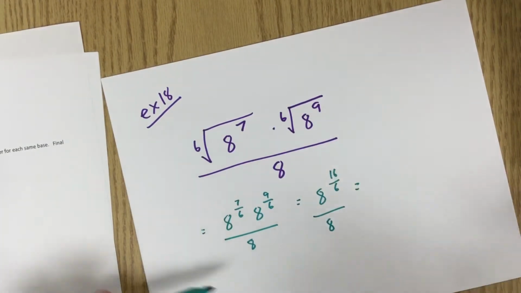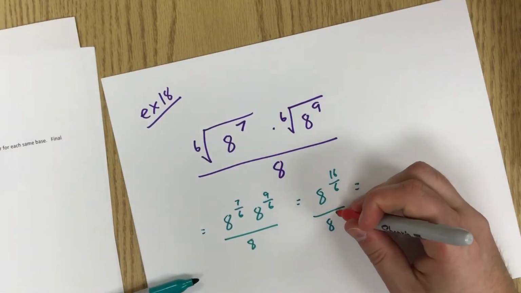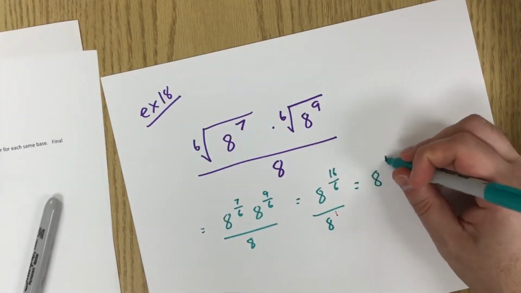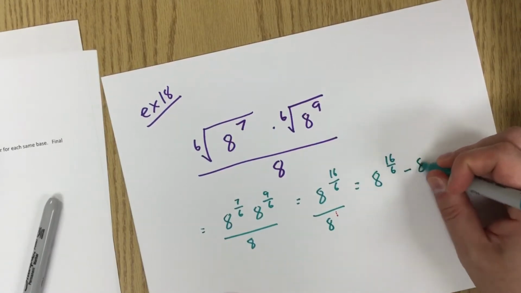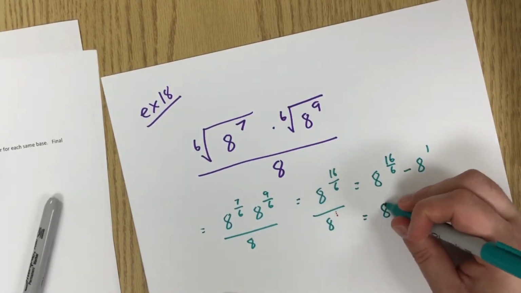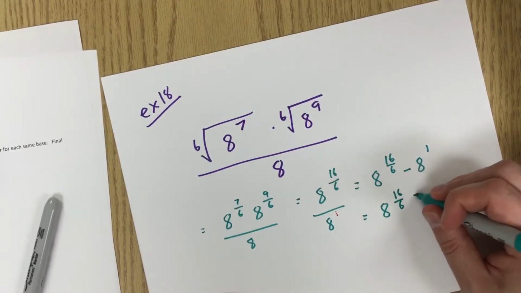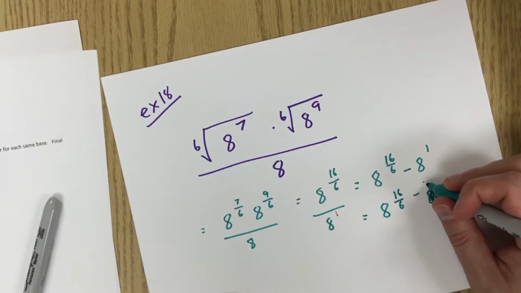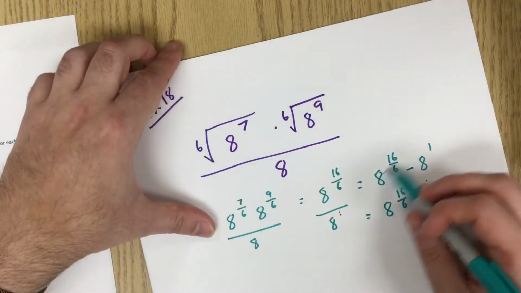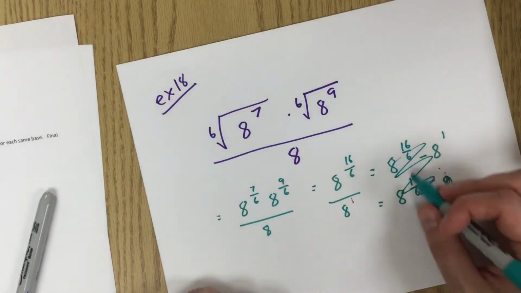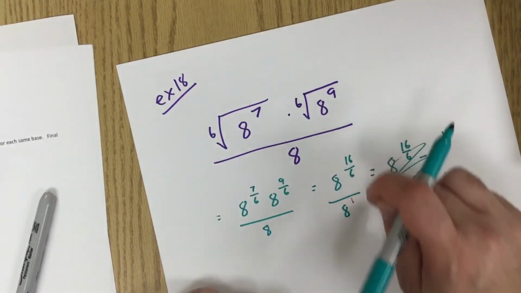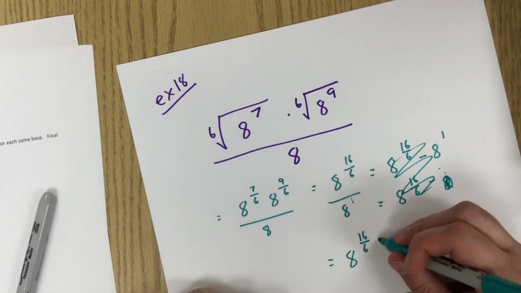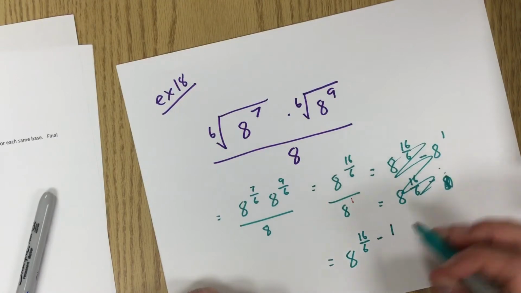There's an invisible 1 here. If you don't see an exponent, there's an invisible 1 exponent. So that's going to be 8 to the 16 over 6 minus 8 to the 1. Oh, that was not correct. That was a mistake. We don't subtract the bases, we only subtract the exponents. It's 8 to the 16 over 6 minus 1, and that's all in the exponent.